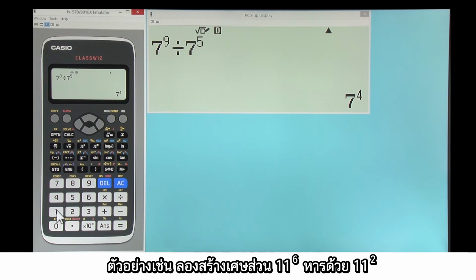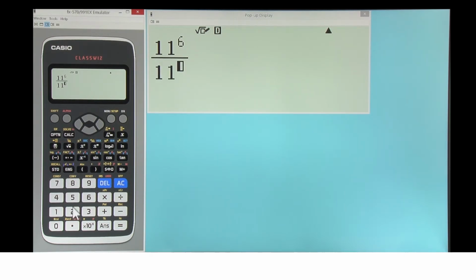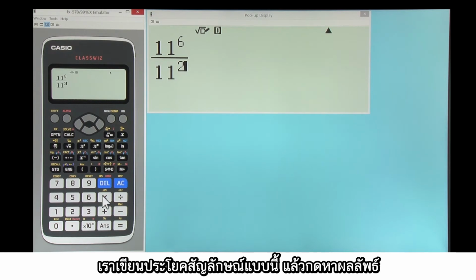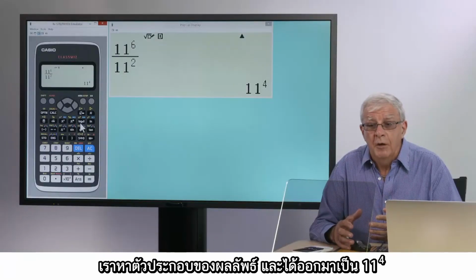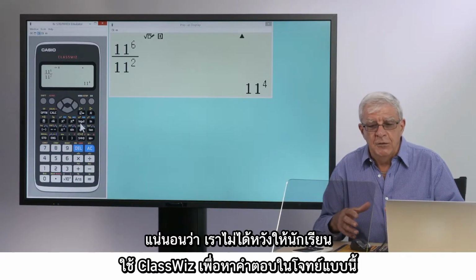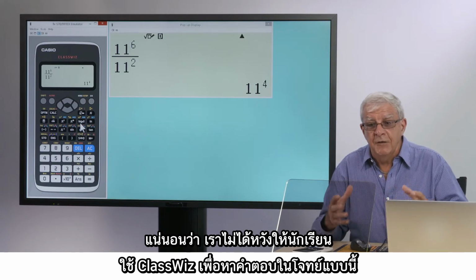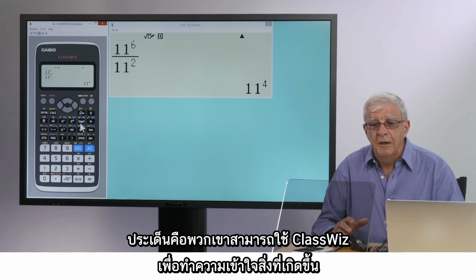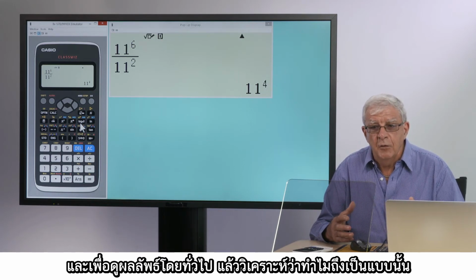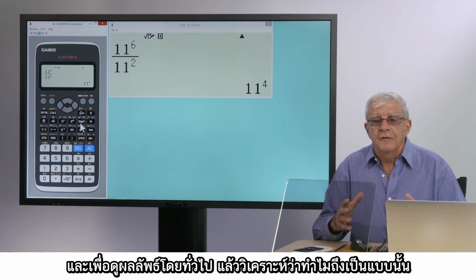So for example, let's make the fraction 11 to the power 6 divided by 11 to the power 2. We represent the number that way, and the result, if we find the factors of the result, we can see is 11 to the power 4. Now, of course, we don't expect students to always use their ClassWiz to get these results. The point is they can use their ClassWiz to understand what's happening and to see the general result and think about why it is like that.